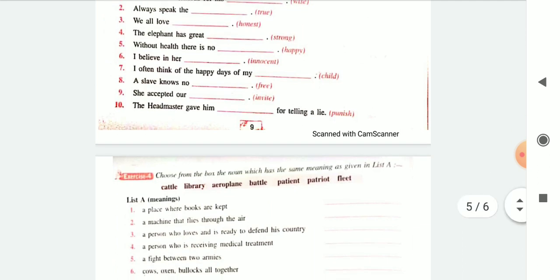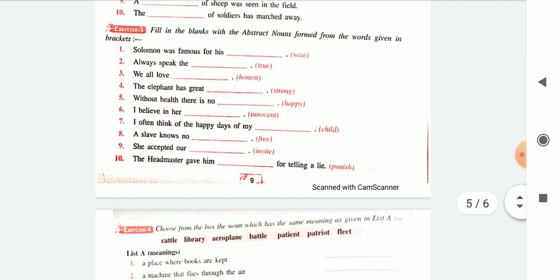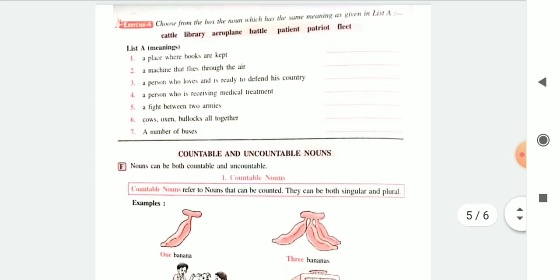Then you have 3 for the abstract nouns. The words are already given to you. Try and make abstract nouns from them. Like for wise you have wisdom, for true you have truth. The rest, please, I want you to do on your own. If you try a little bit, it should not be so difficult.